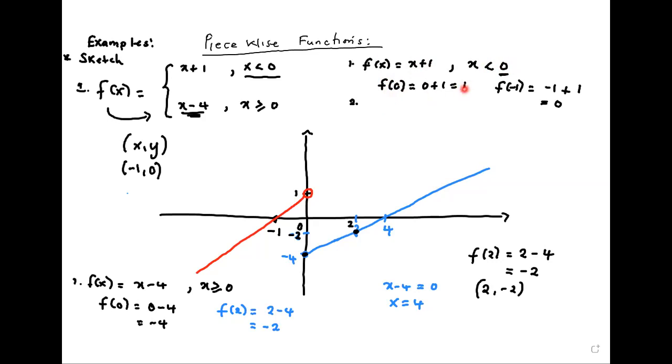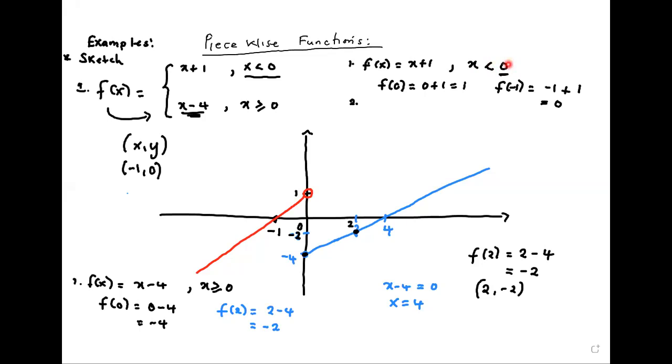Now that we have 1, we have a full point 0 comma 1. But should we include it? No, because 0 is not included. It's just being used as the end point, as the end number. So you don't go beyond 0. You can go closer to 0, but not beyond 0, not even at 0 itself.